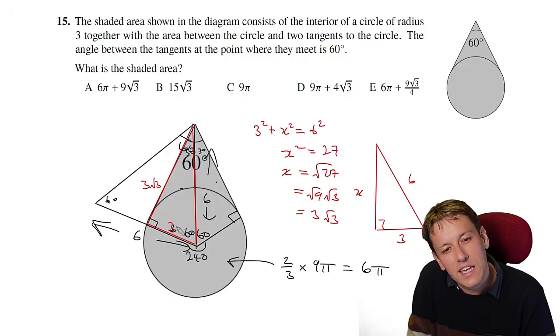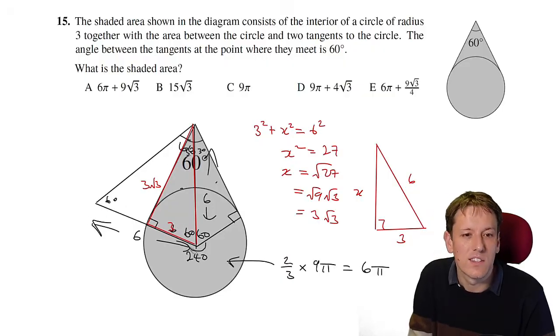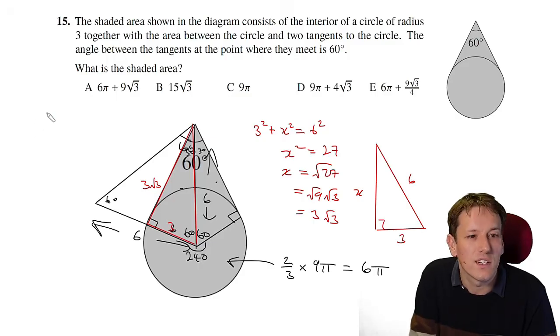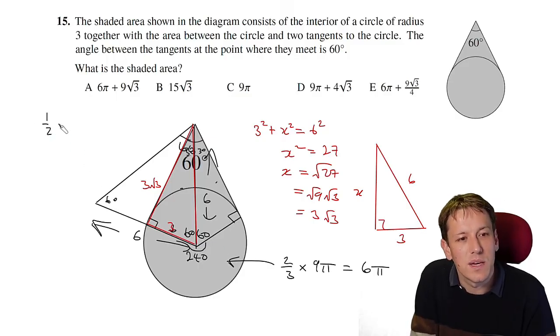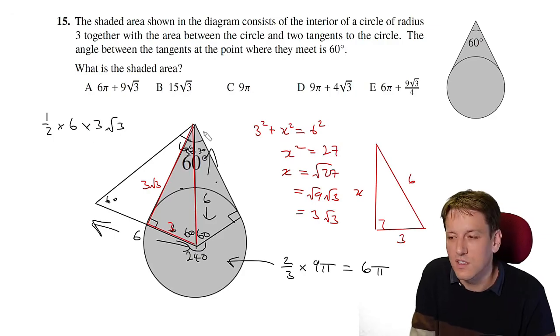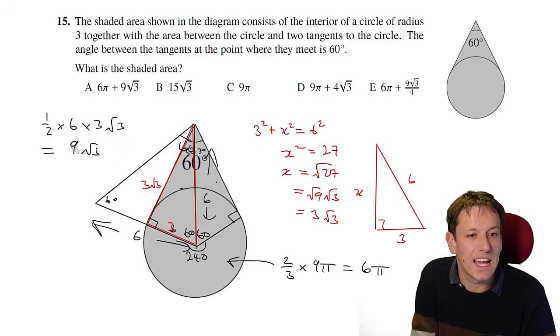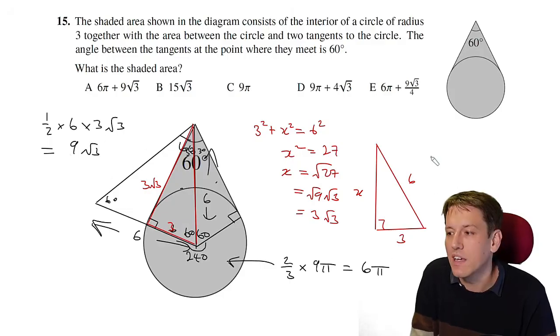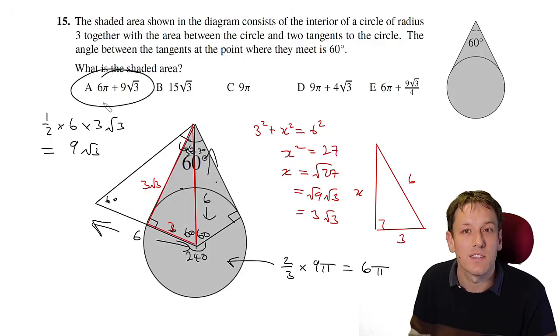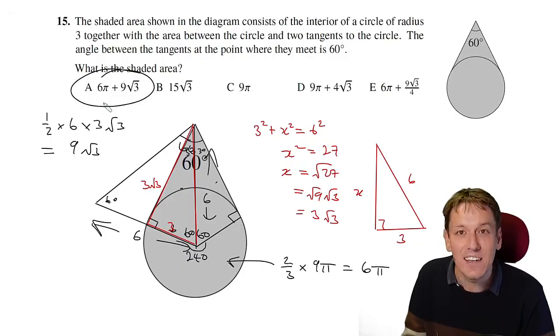This base along here is 3, or the whole thing is 6. So the area of this triangle is a half times the base of 6 times the height of 3 root 3. That's doing the 2 triangles together. So that's 9 root 3. So to get the total area, I'm just going to add this 9 root 3 to 6 pi, and we get 6 pi plus 9 root 3, and the answer is A.